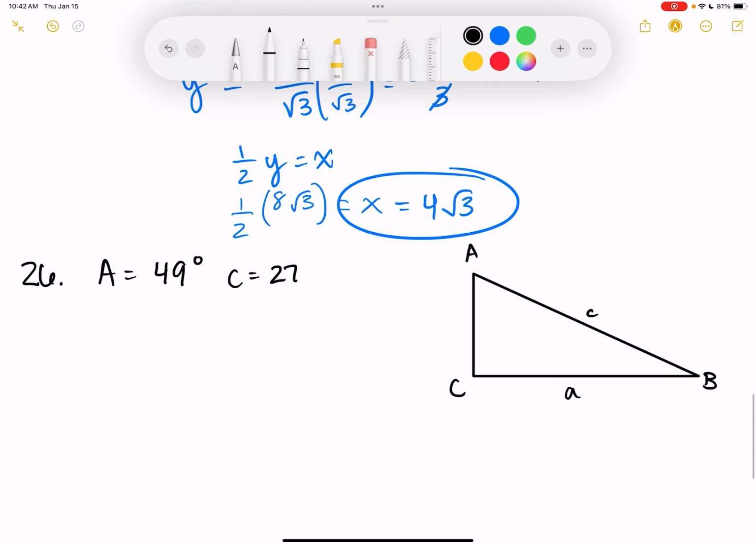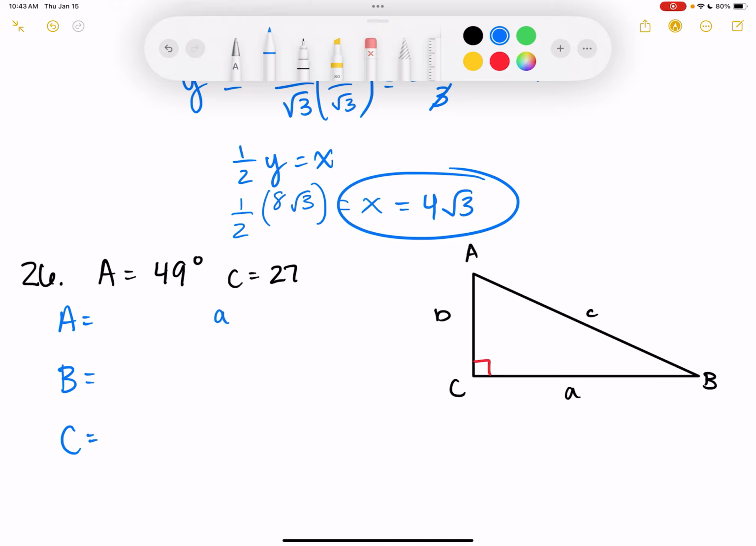So big capital letters are angles, lowercase letters are side lengths. Wait, how does C be a right angle if it's 27? No, that's a side length. If there's not a degree symbol, then it has to be a side length. It's a little easier to tell in the book that they're capitals and lowercases than it is in my handwriting.